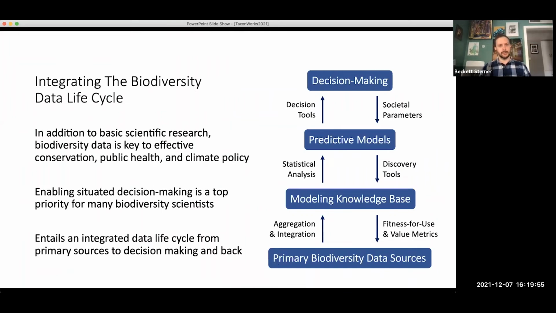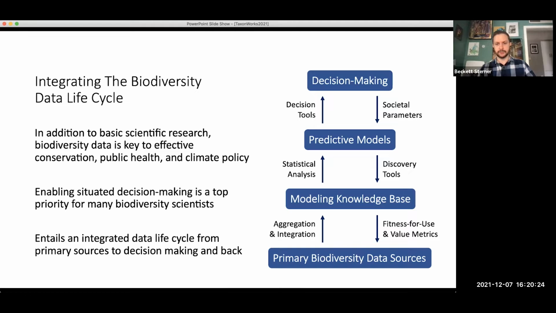And looking beyond the basic scientific research problems of what are the species, how do they evolve, what is their ecology, and so forth, I also want to highlight how biodiversity data is key to effective responses to societal concerns around conservation, biodiversity loss, public health with COVID and zoonotic disease, and climate policy with the changing risks to ecosystems.